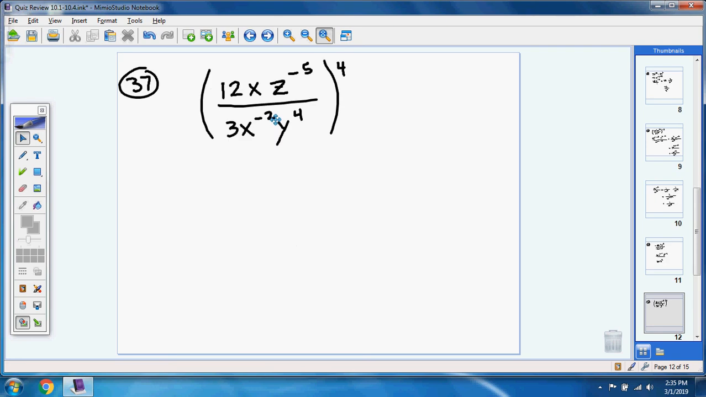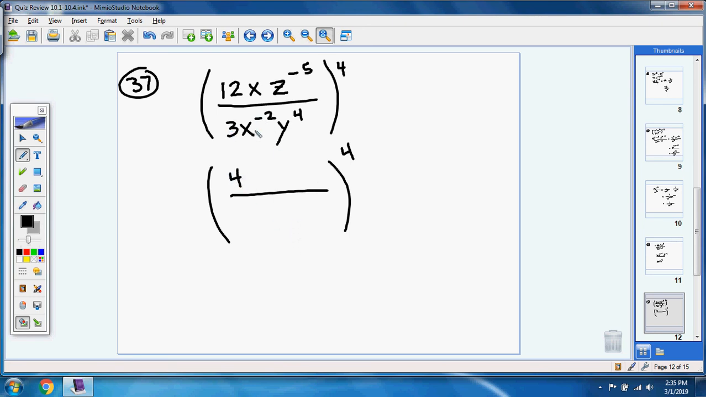Looking at 37. Again, a lot involved here. So on this one, it might actually be easier for some students to simplify inside first, then deal with the exponent outside. One of the reasons I'm suggesting that on this problem is because we've got a lot of different pieces going on. So that's what I'm going to do. I'm going to keep it the 4th power, and inside my 12 divided by 3, that's just a 4.